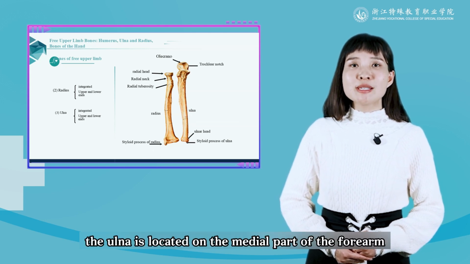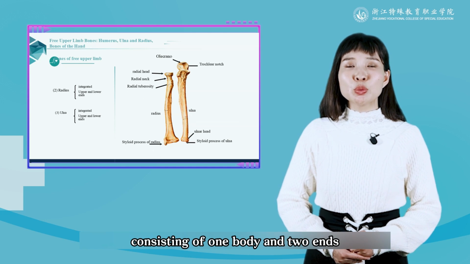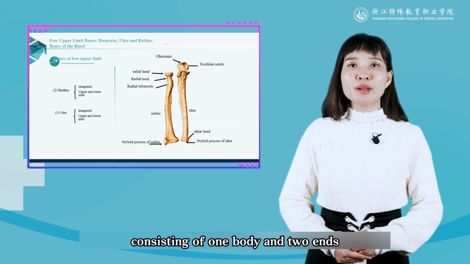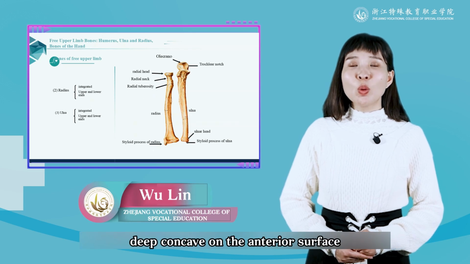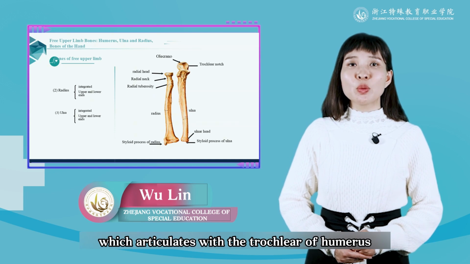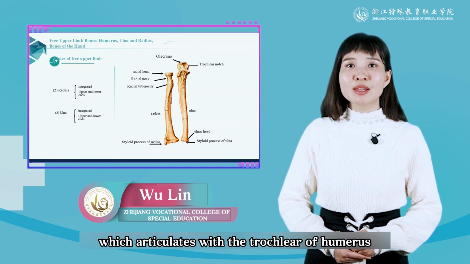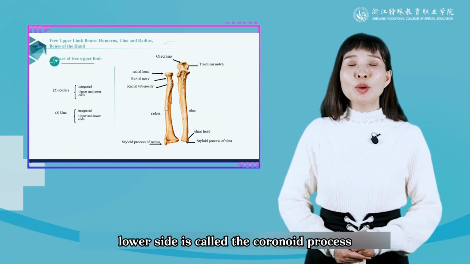The ulna is located on the medial part of the forearm, consisting of one body and two ends. The upper end is thick and large, with a semicircular deep concave on the anterior surface, called the trochlear notch, which articulates with the trochlea of humerus. The protrusion on the posterior upper side of the notch is called the olecranon. The protrusion on the anterior lower side is called the coronoid process.